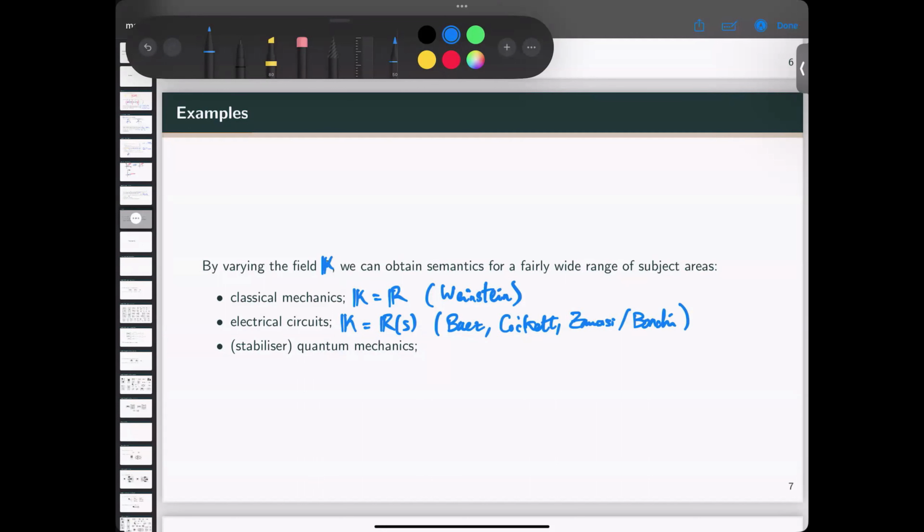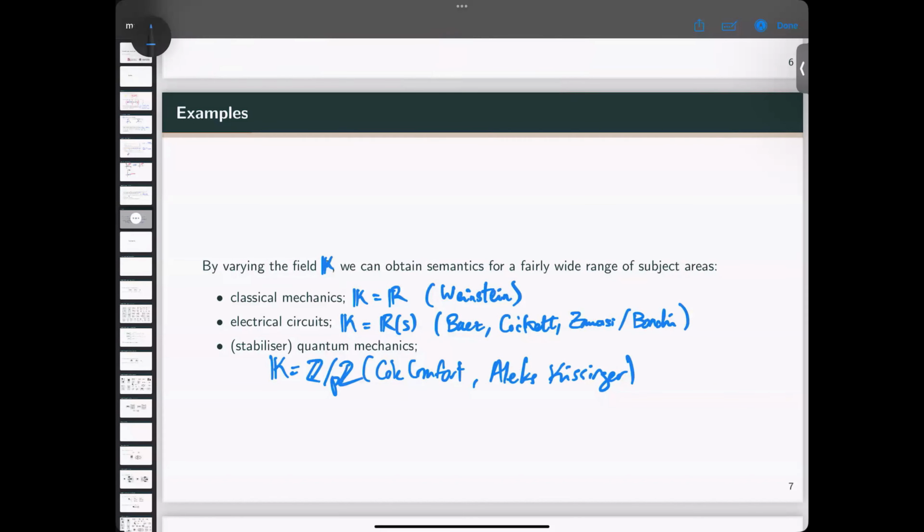And then finally, there was a paper from a few years ago now by Cole Comfort and Alex Kissinger, which showed that if you take your field to be the finite field mod an odd prime P, then you actually get a category that's equivalent to the stabilizer fragment of quantum mechanics in dimension P, up to scalars.